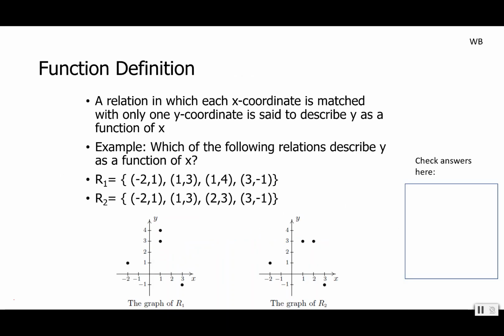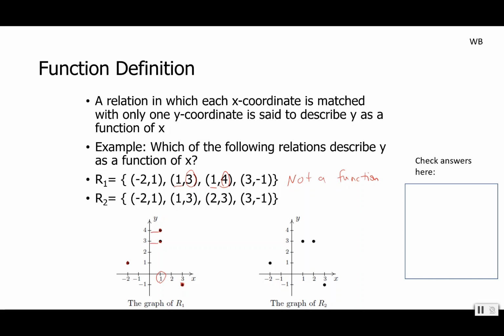So in this example, we have two relations that are written as ordered pairs, and you can see the graph down below. For relation 1, we have the ordered pairs (2, -1), (1, 3), (1, 4), and (3, -1). Is this a function? Well, we already said that if we repeat the same first element with a different second element, that may be a relation, but it is not a function. So this one is not a function, because for this one value of x, we mapped it to two different values of y.